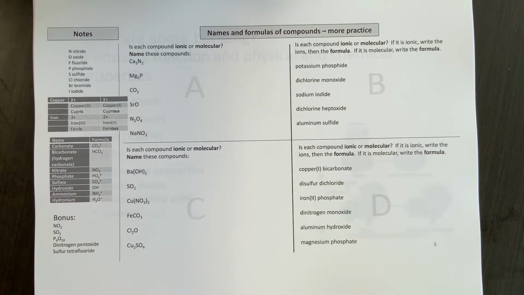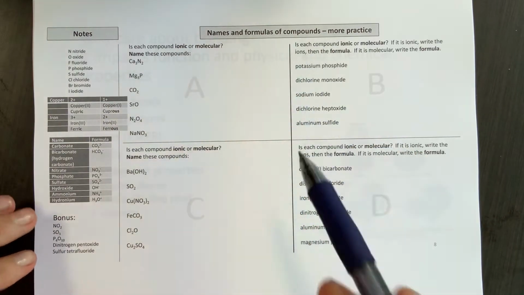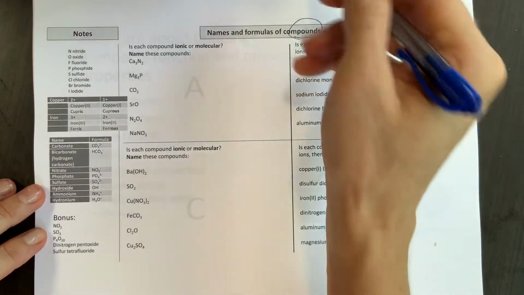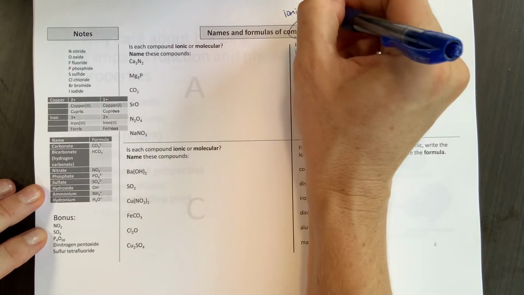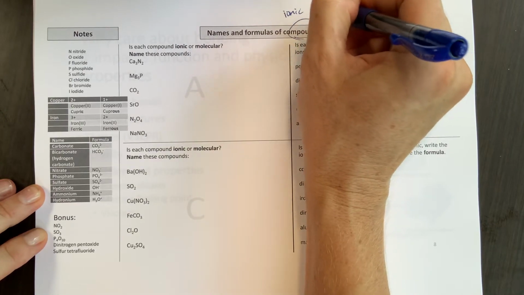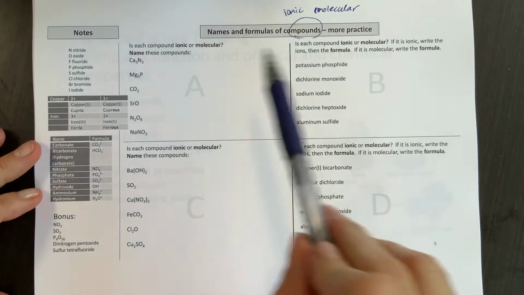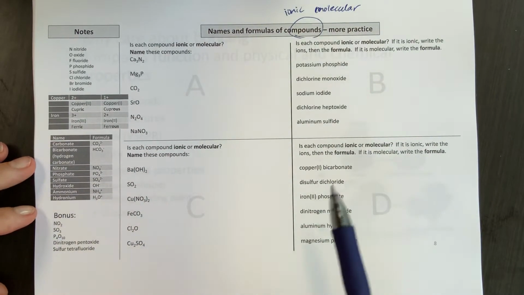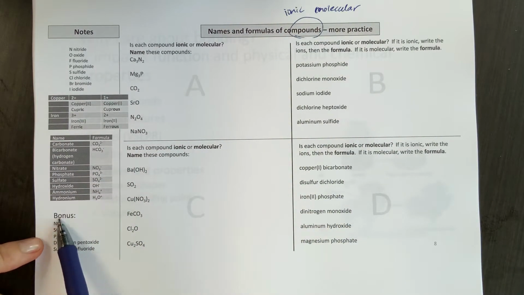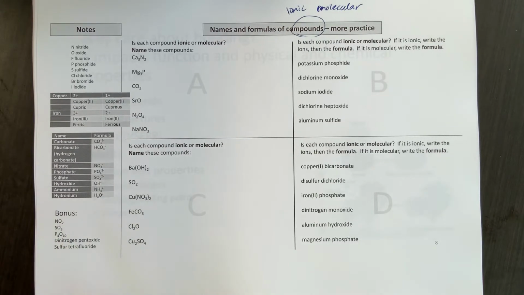We have more practice on this page for names and formulas. Notice now it just says compounds, so there might be ionic compounds and there might be molecular compounds here. Most of these we'll do together in class, but before we jump to that, I want to look down at this bonus. These same questions were on the last page too.